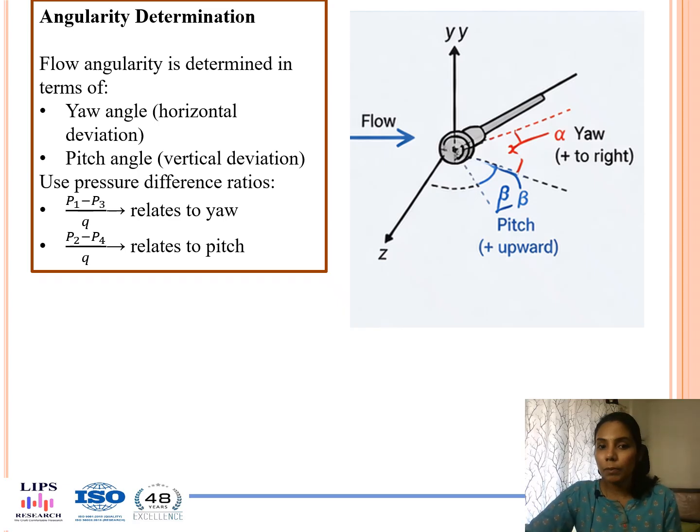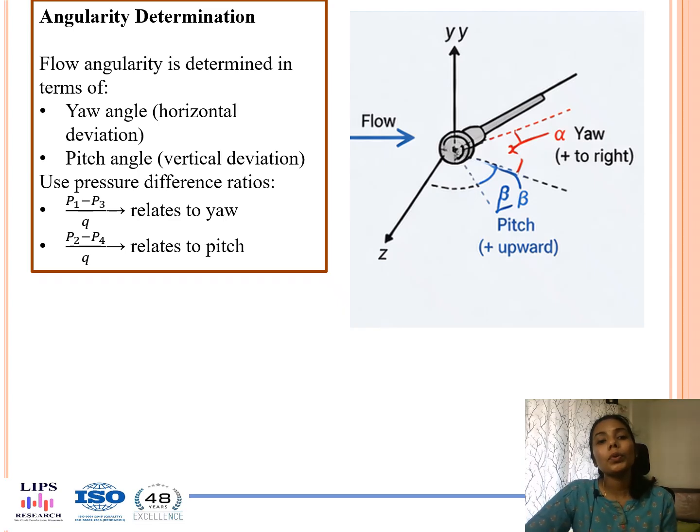So now let's explain how flow angularity is determined using this particular flow analyzer. So flow angularity basically refers to how much the flow is deviating from its main direction. We express this deviation in most cases as two components, the yaw angle and the pitch angle. So the yaw angle represents the horizontal deviation of the flow, and the pitch angle represents the vertical deviation of the flow.